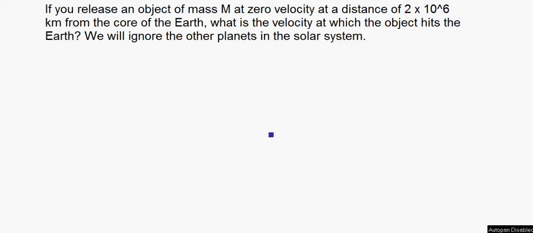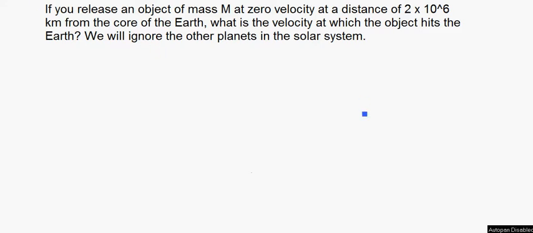So here's a problem where if you release an object of mass m at zero velocity at a distance of 2 times 10 to the 6 kilometers from the core of the Earth, what is the velocity at which the object hits the Earth? And we're going to ignore the other planets in the solar system here. So you're given that you're releasing this object at no speed. You're given the distance away it is from the core of our planet Earth, and they want you to figure out how fast is it going to go right as it impacts.